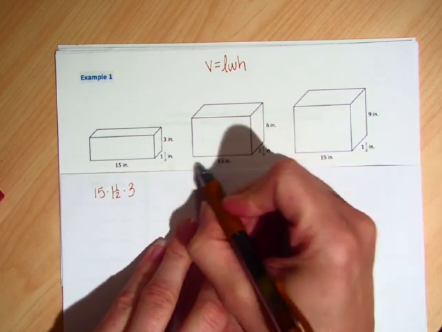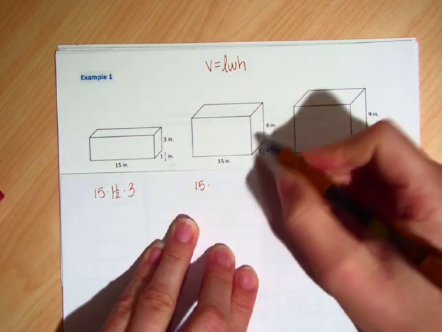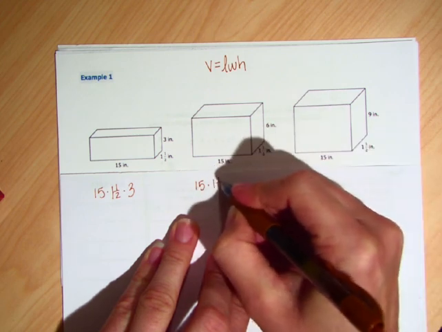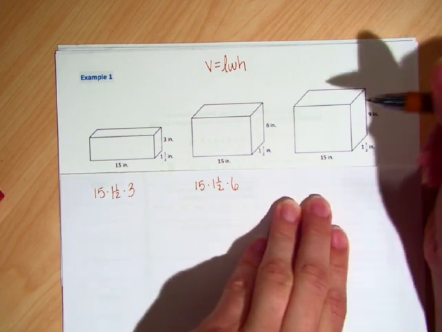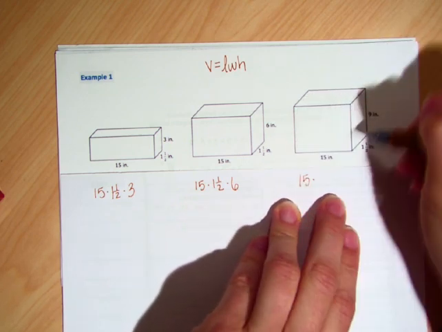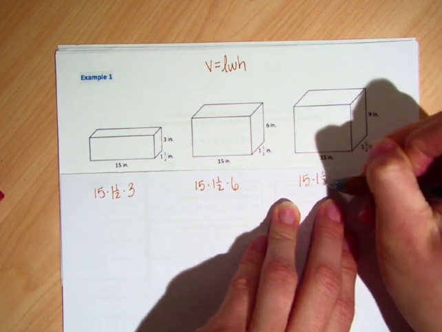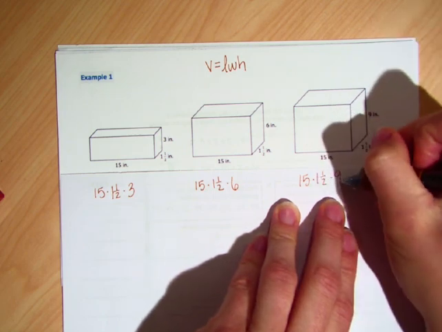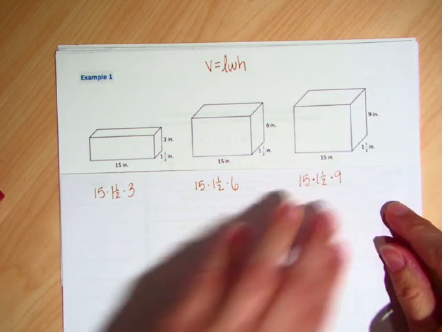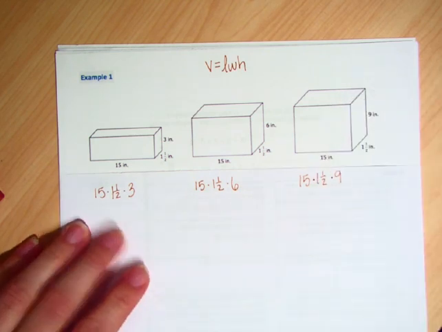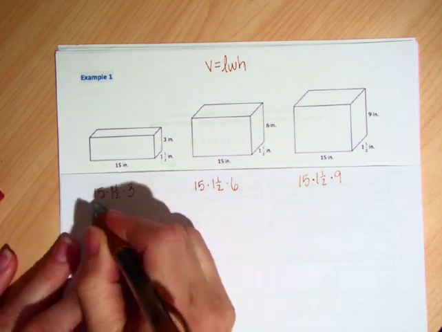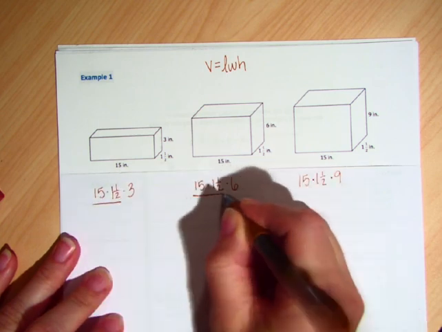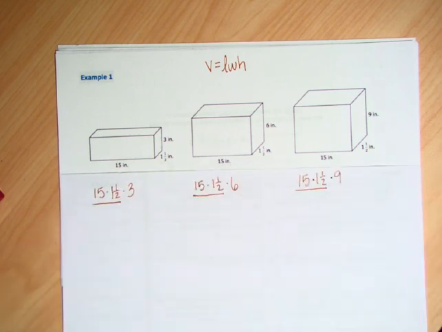Let's do the same thing here. So we have length times width times height. Okay, and then the same thing for this one, length times width times height. Okay, now looking at all of these, my question is, what do they all have in common? Well, I notice that they all have this first part in common, the length times the width. Now, what does that number represent, the length times the width?